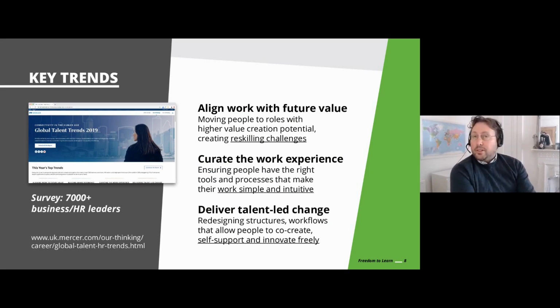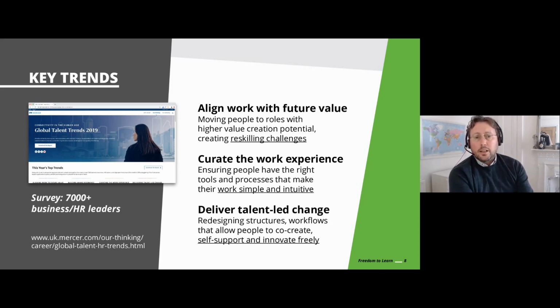Now, how is it changing? There are a number of key trends out there. I've picked a couple of fairly recent surveys. This is a survey from Mercer. They surveyed 7,000 business and HR leaders around the world, and I picked out three findings here.